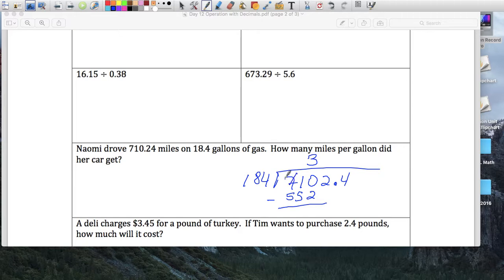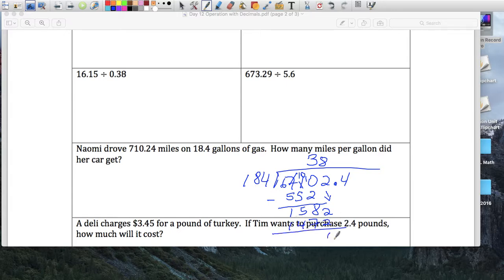Let's subtract. 158. Bring the 2 down. Maybe 5 times? 6 times? 7 times is too much. 184 times 8 is going to give us 1472.